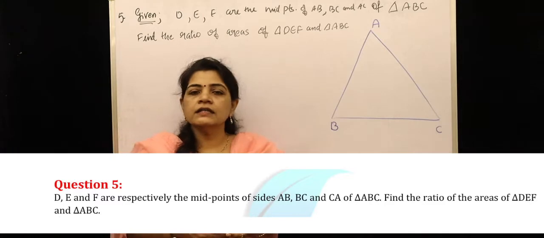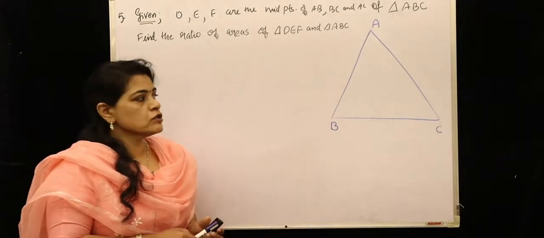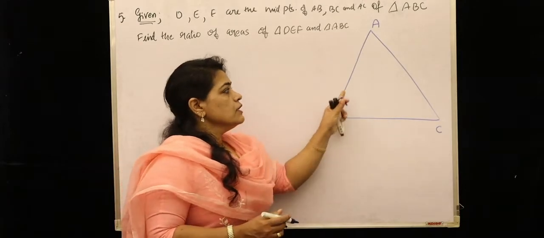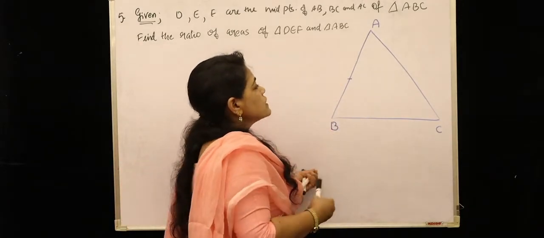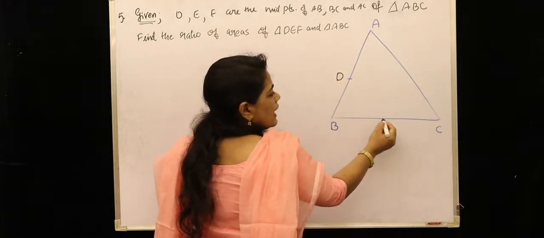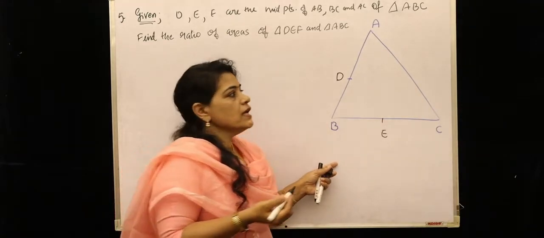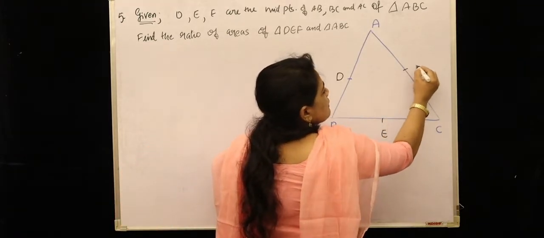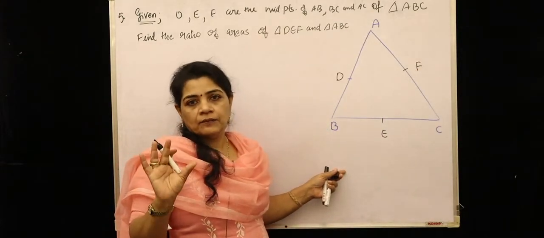What is given? It is given that D, E and F are the midpoints of the sides. So we can mark D as the midpoint of side AB, so let it be D. And E is the midpoint of side BC. And finally, F is the midpoint of side AC of the triangle ABC.